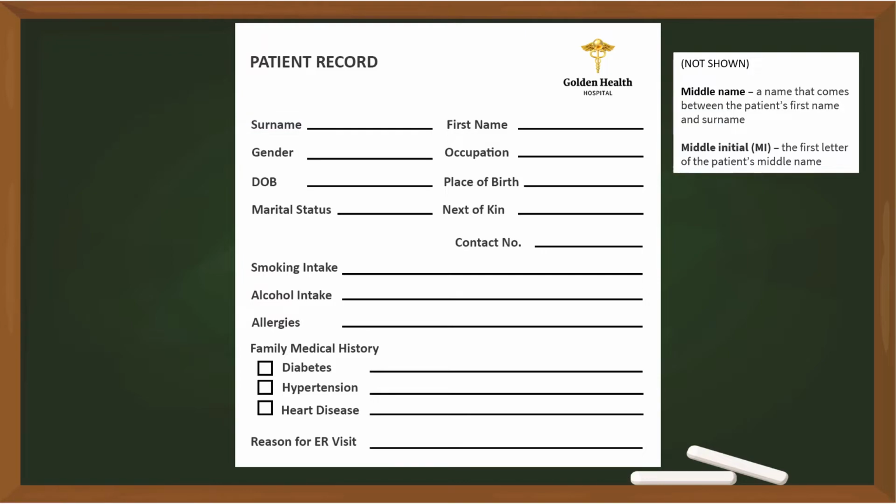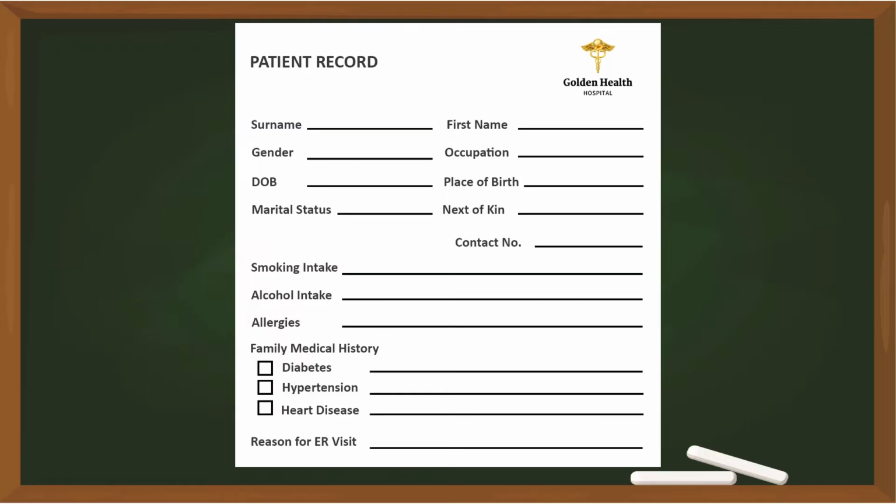Not shown on this form is middle name, which comes between the patient's first name and surname. The first letter of the patient's middle name is his or her middle initial. For gender, we traditionally write male or female. Occupation refers to the patient's job. Then, we have DOB, which stands for date of birth. For DOB, we include the patient's birth month, day, and year.